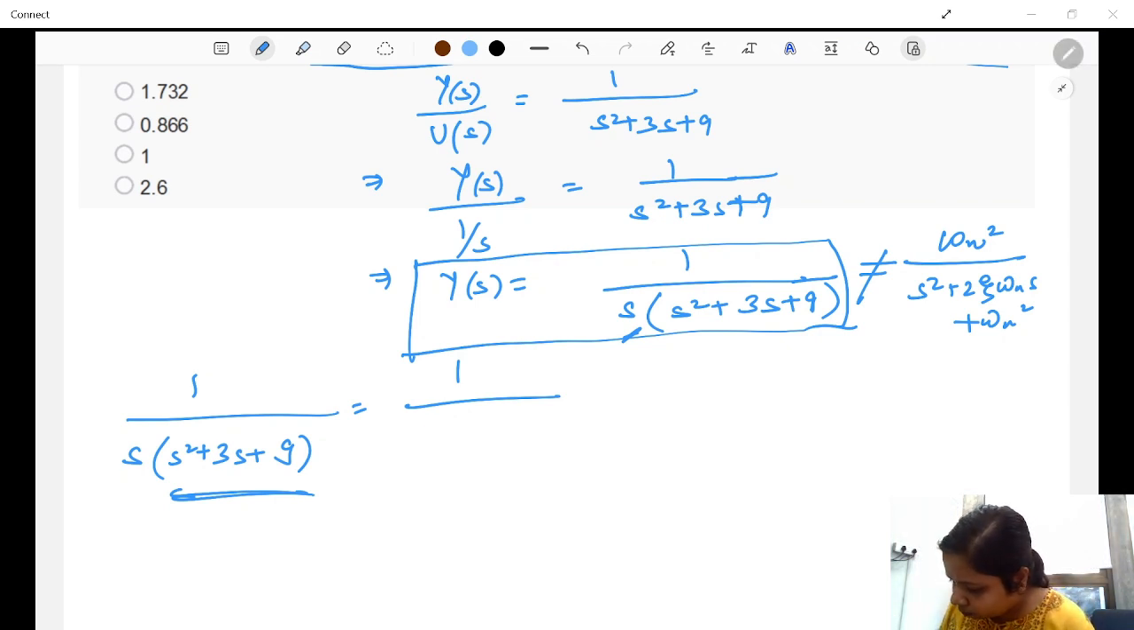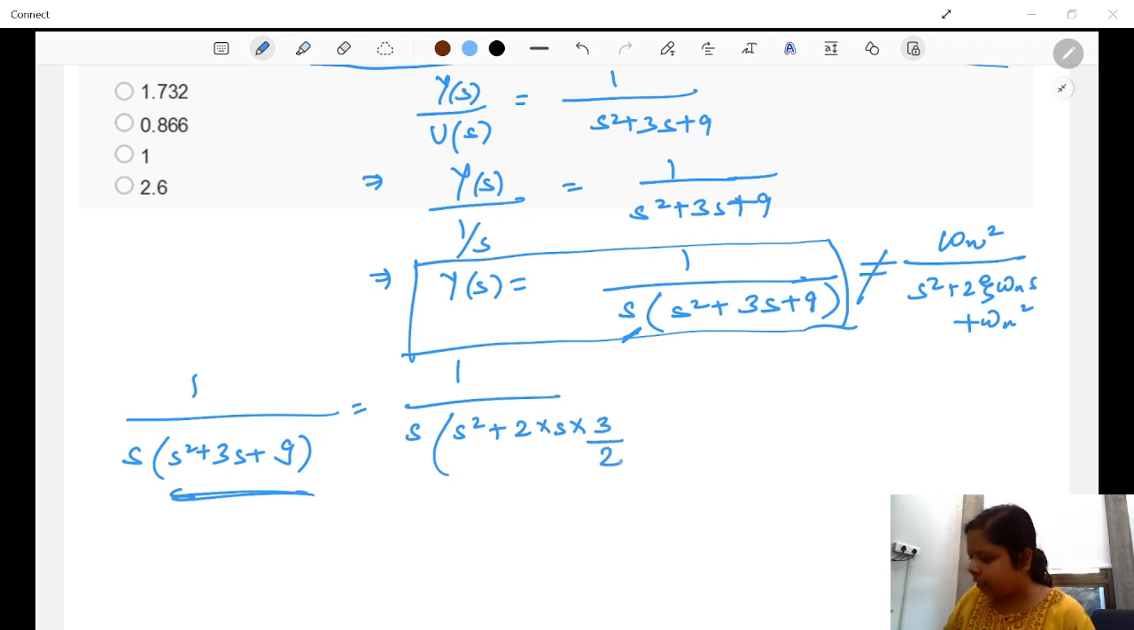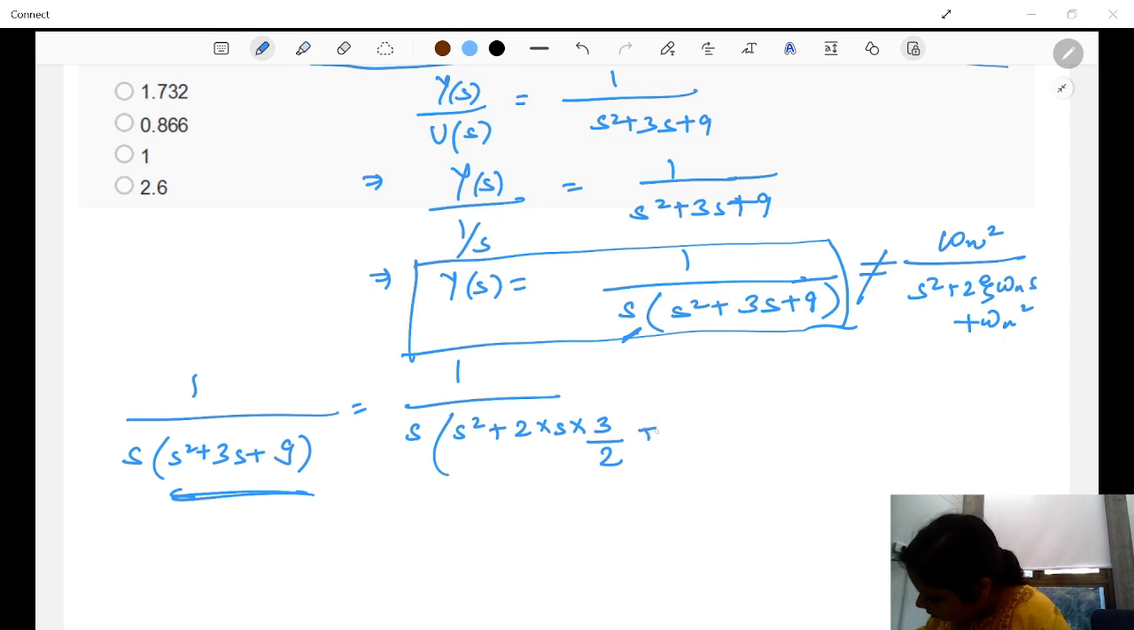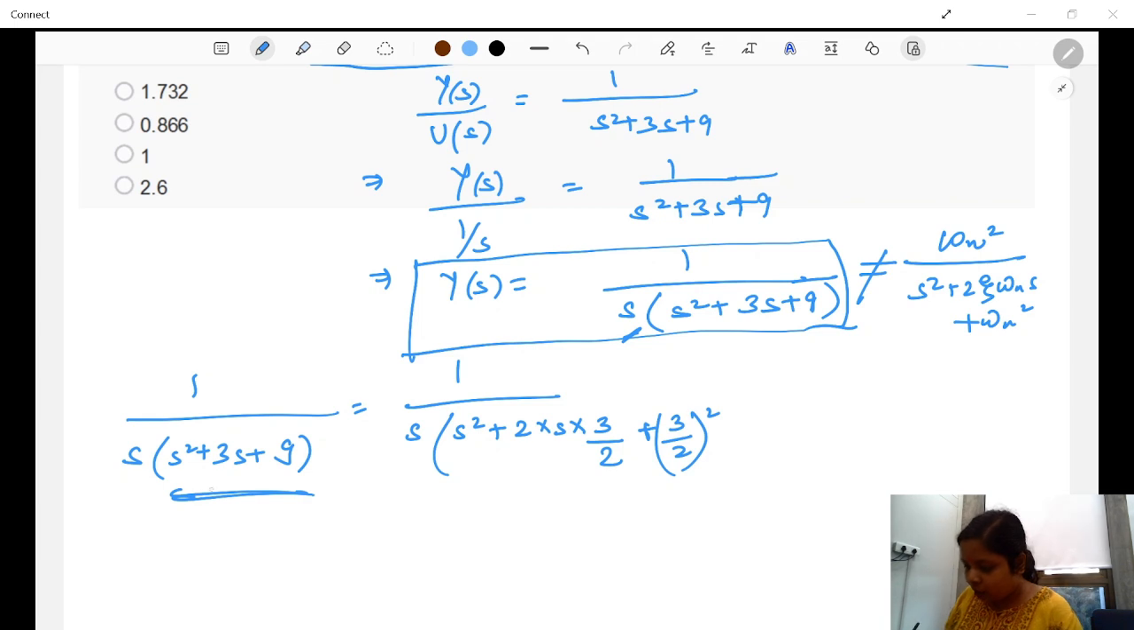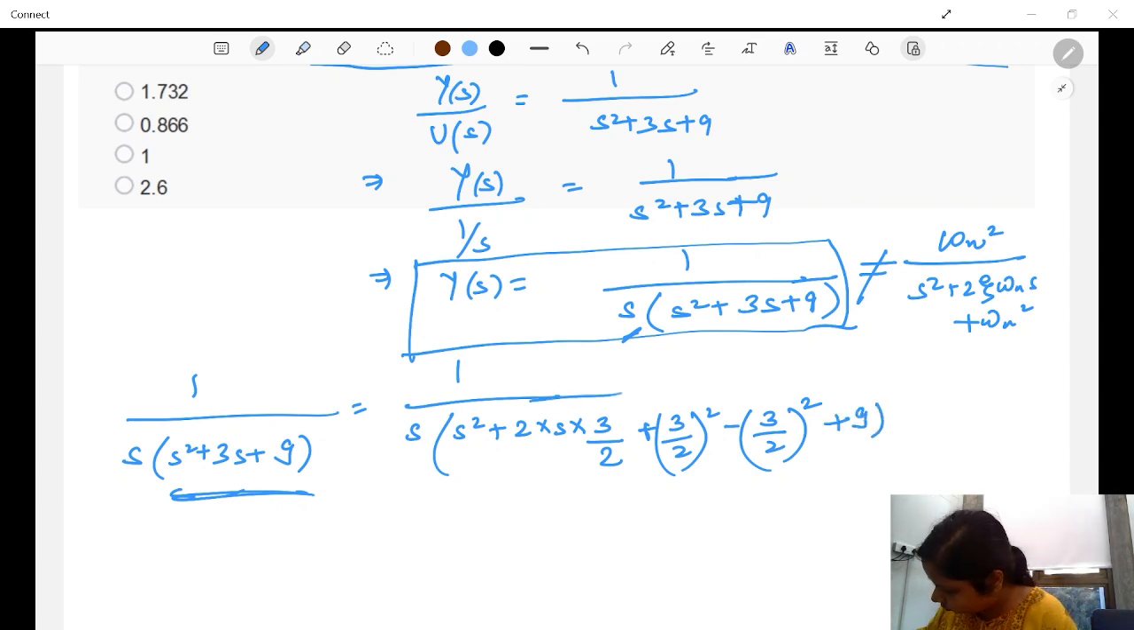So what we'll do, we will let it be as it is, and then we will write this as s square plus 2 into s into, we wanted 3 to be here, right? 3 by 2 plus 3 by 2 square. So we have made a perfect square out of this. So we need to subtract the term that we have added. So we will subtract 3 by 2 square, because this was the extra term we had added, and plus 9 was already there.